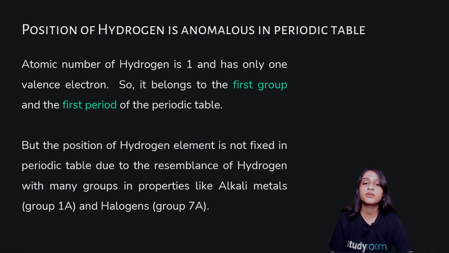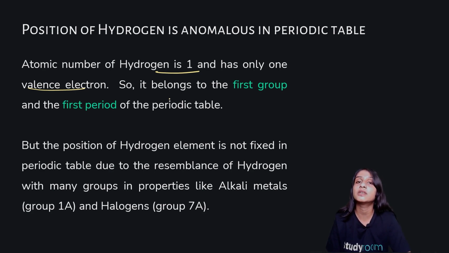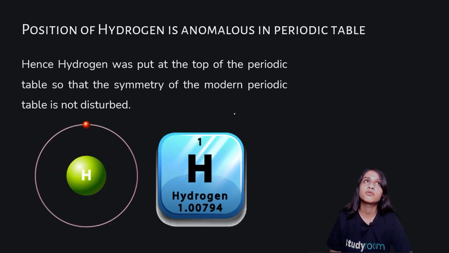So the atomic number of hydrogen is 1 and it has only one valence electron. So it belongs to the first row and the first period of the periodic table. The modern periodic table indirectly solved the conflict of Mendeleev, who was confused about where to place hydrogen. But the position of hydrogen is not fixed yet in the periodic table due to the resemblance of hydrogen with many groups in properties, like alkali metals and halogens, which are present just before the inert gas group.